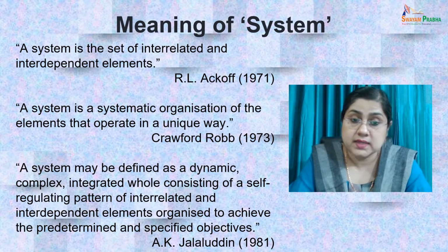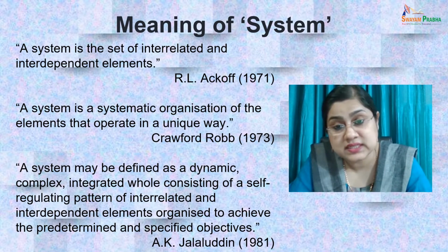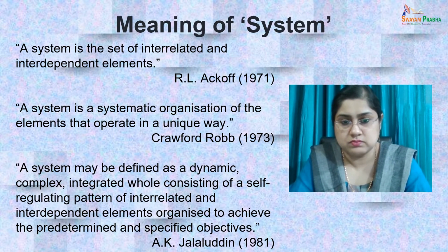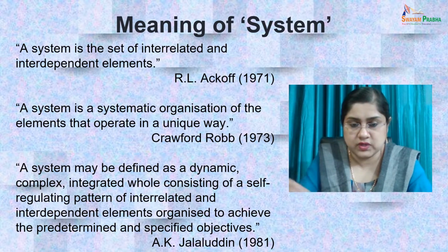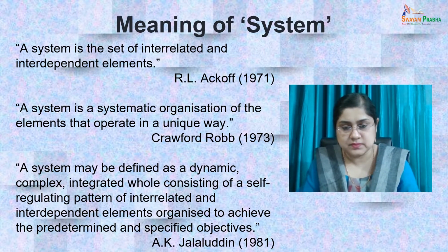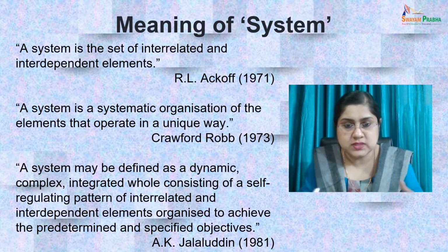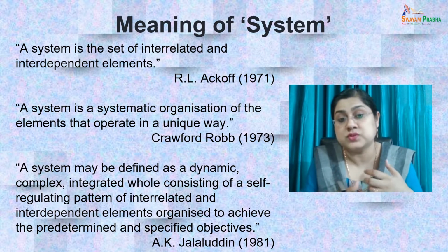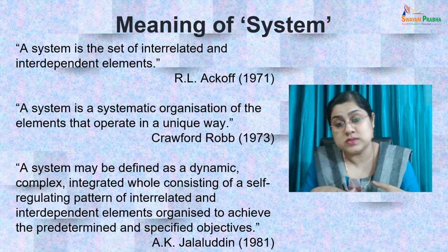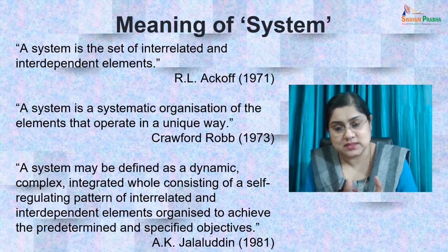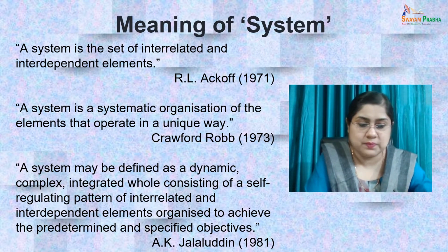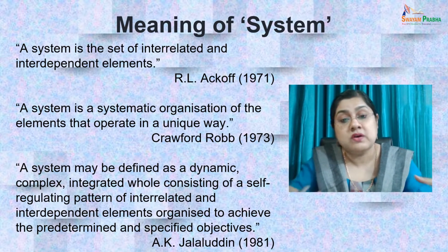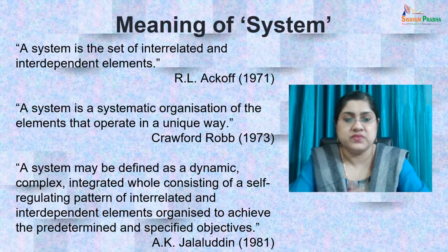According to him, a system is the set of interrelated and interdependent elements. So here what he is talking about is that a system is basically a set of elements which are interrelated, which have some sort of relation between themselves, and also they are interdependent. So one element is depending on the other in order to make a system or in order to work in a proper way. So this is the first definition.